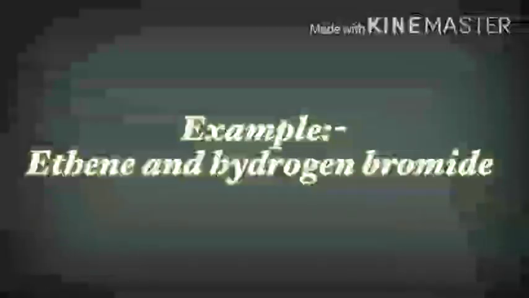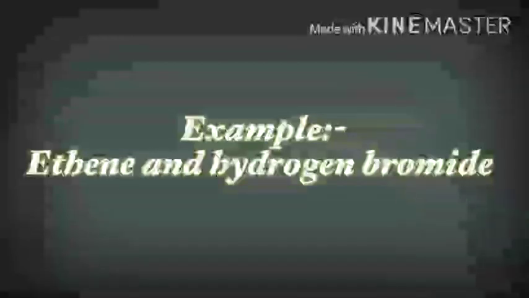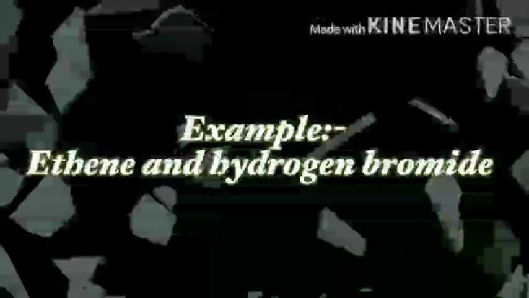Now let's see what happens in step 2. In step 2, the anion, that is the negatively charged atom, attacks the positive carbon atom to form a new addition product. So, this was the case when the alkene is symmetrical. For example, in case of ethene and hydrogen bromide.